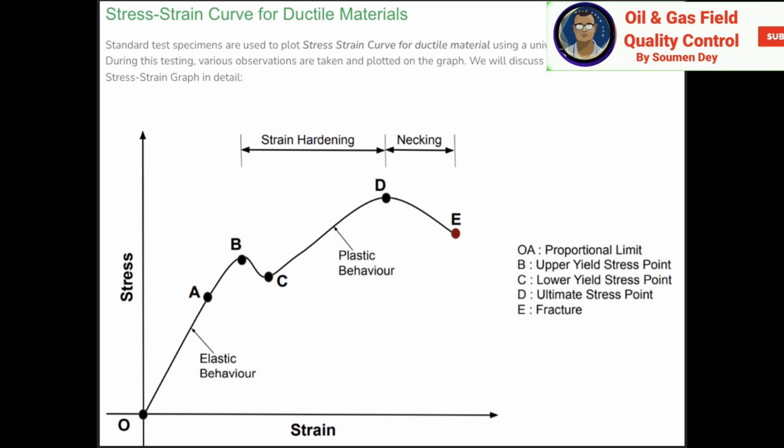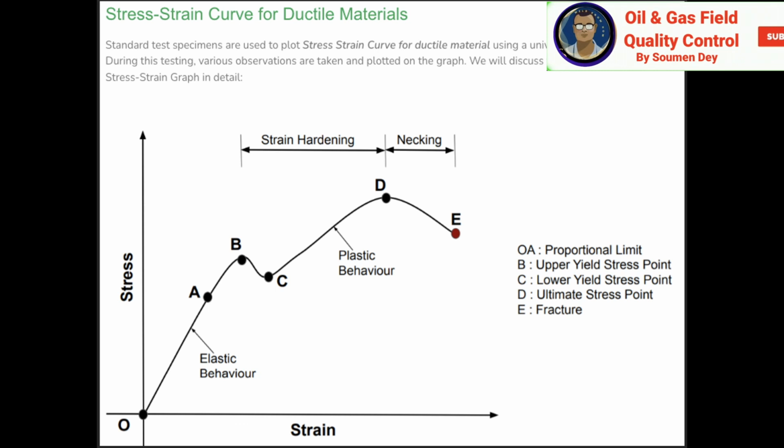Upper yield point, point B, is beyond the elastic limit, where the ductile material exhibits plastic properties. That means permanent deformation happens. At the upper yield point, there is the maximum stress to initiate plastic deformation inside the material. The strength of the material corresponding to point B is known as yield strength. Lower yield point is point C. After point C, the material will deform with a small increase in tensile load or stress.